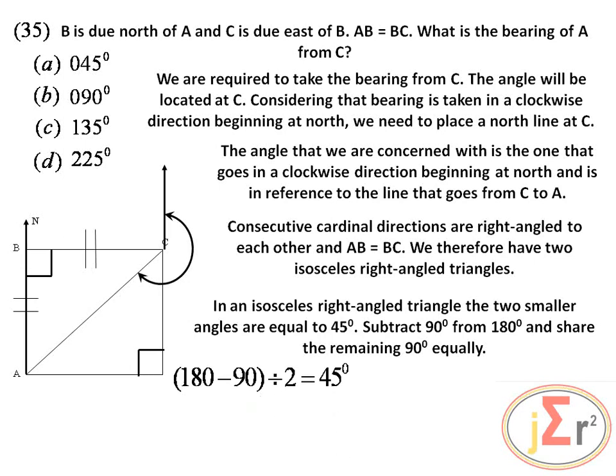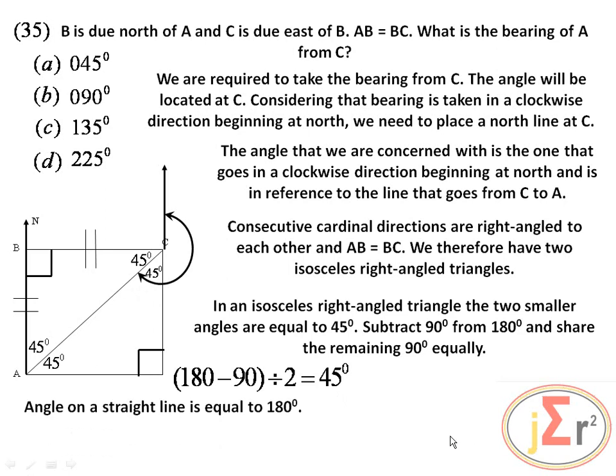So we have 180 minus 90, and the result to be divided by 2. 180 minus 90 is 90, and then we divide 90 by 2, that is 45. So all of these small angles in the isosceles right-angled triangle will turn out to be 45 degrees, every single one of them.